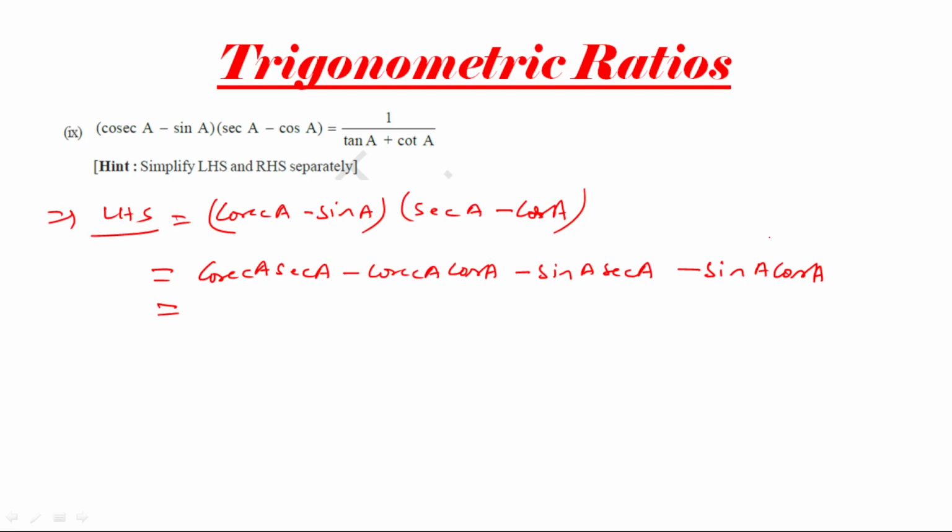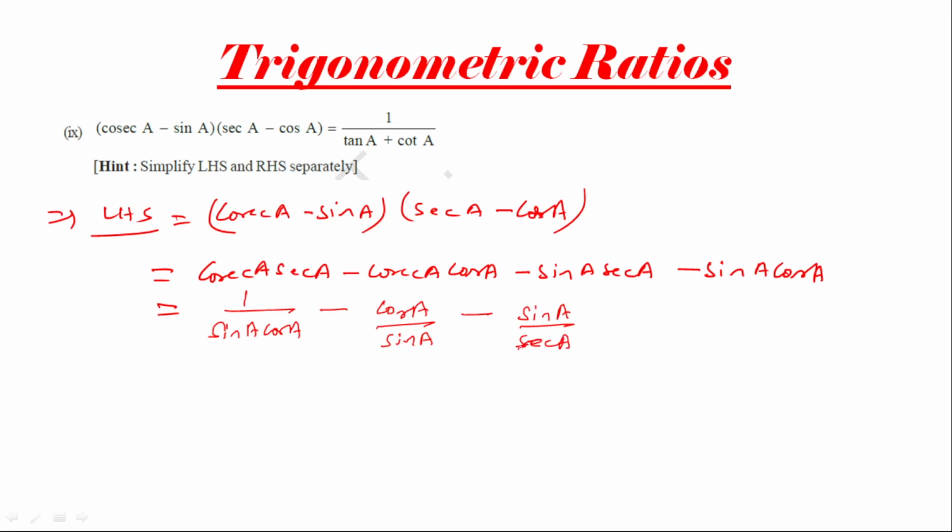So here if we are going for completely sin and cos, then it will become 1 by sin A cos A minus, here it will become cos A by sin A, means cot A, minus sin A by cos A, okay.